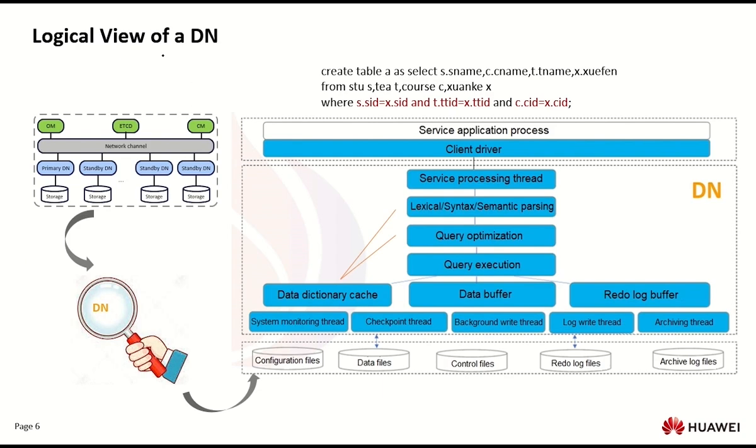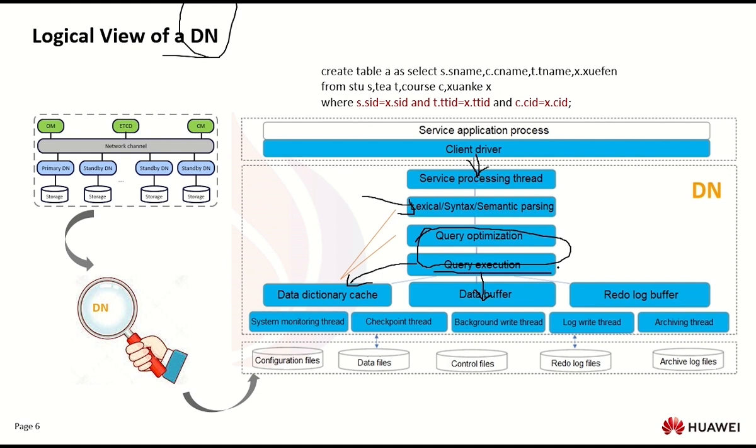So let's go into a little bit more detail. What are the data nodes? You will see that the data node, first of all, will receive the SQL statements from the client side. After it receives them, it will do the syntax check to verify it's a valid statement, and it will optimize the execution plan. Once the execution plan is finalized and optimized, it will be executed. It will check the data dictionary cache for all the tables and that kind of information, and it will retrieve all the data from the data buffer.